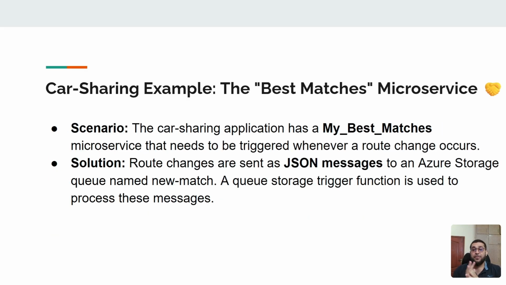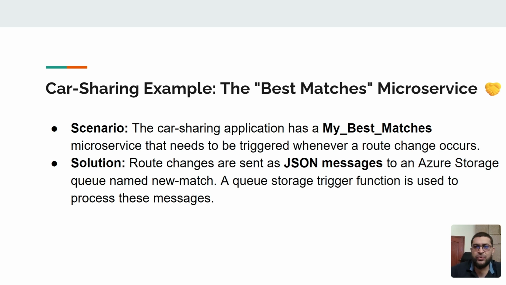And for a practical, we will see one example in our car sharing example. For example, in the best match microservices scenario, the car sharing application has a best match microservice that needs to be triggered whenever a route message occurs. Whenever any route message occurs, we will use this best matches solution. For this, route messages are sent as a JSON message to Azure queue storage, and the queue is named new message. A queue storage trigger function is used to process these messages.